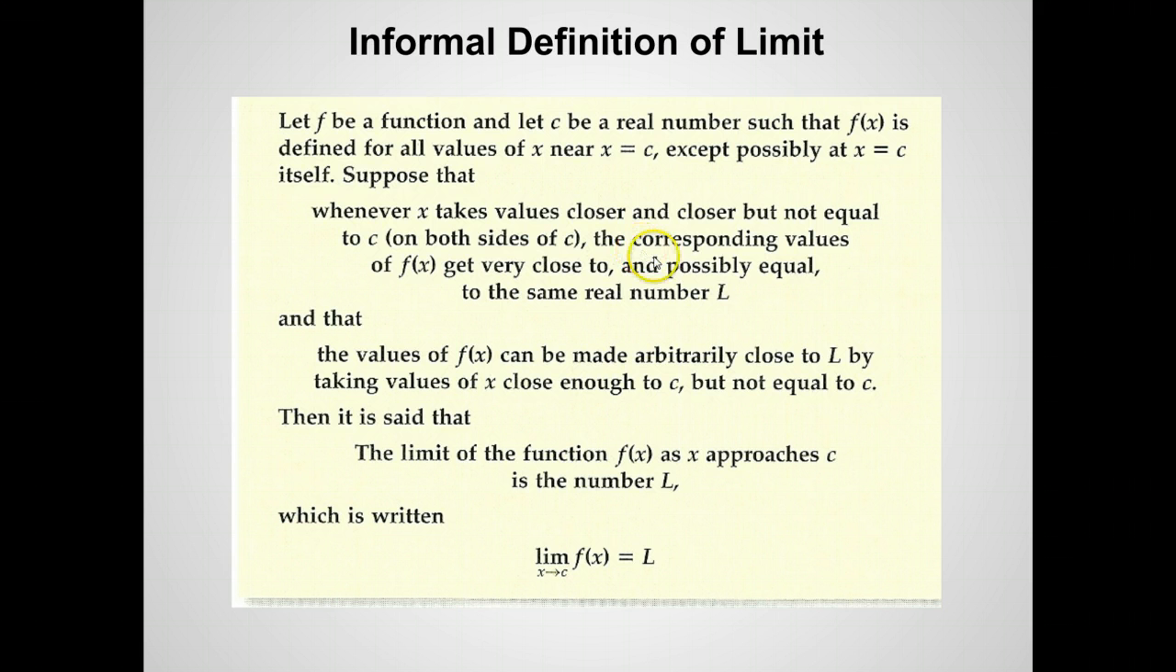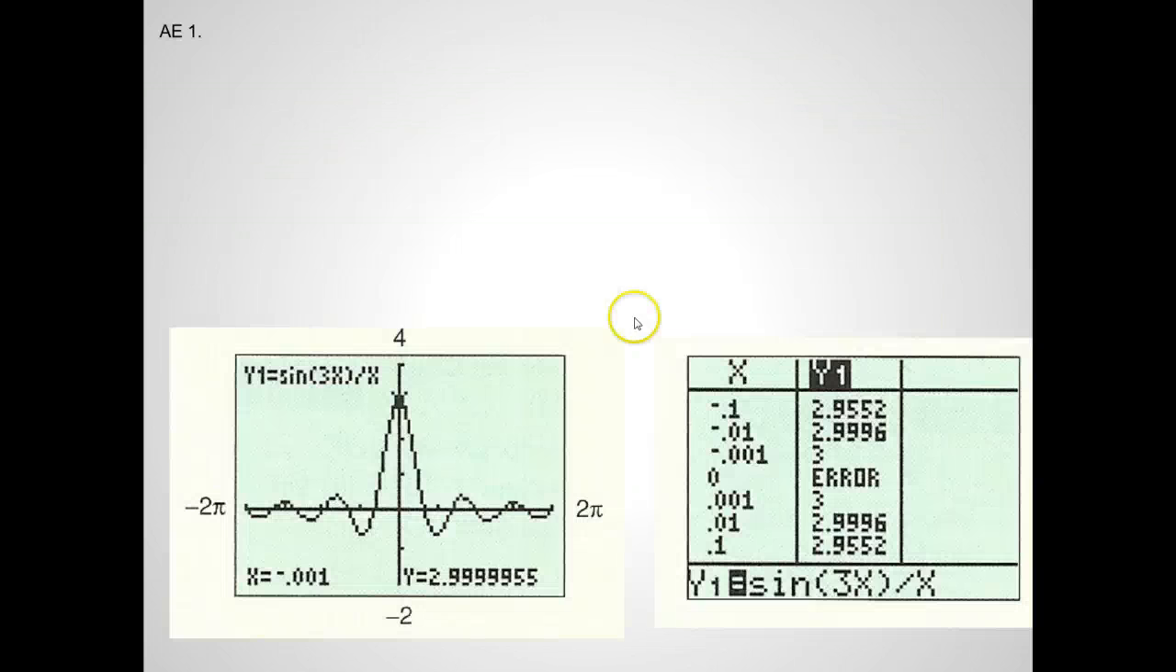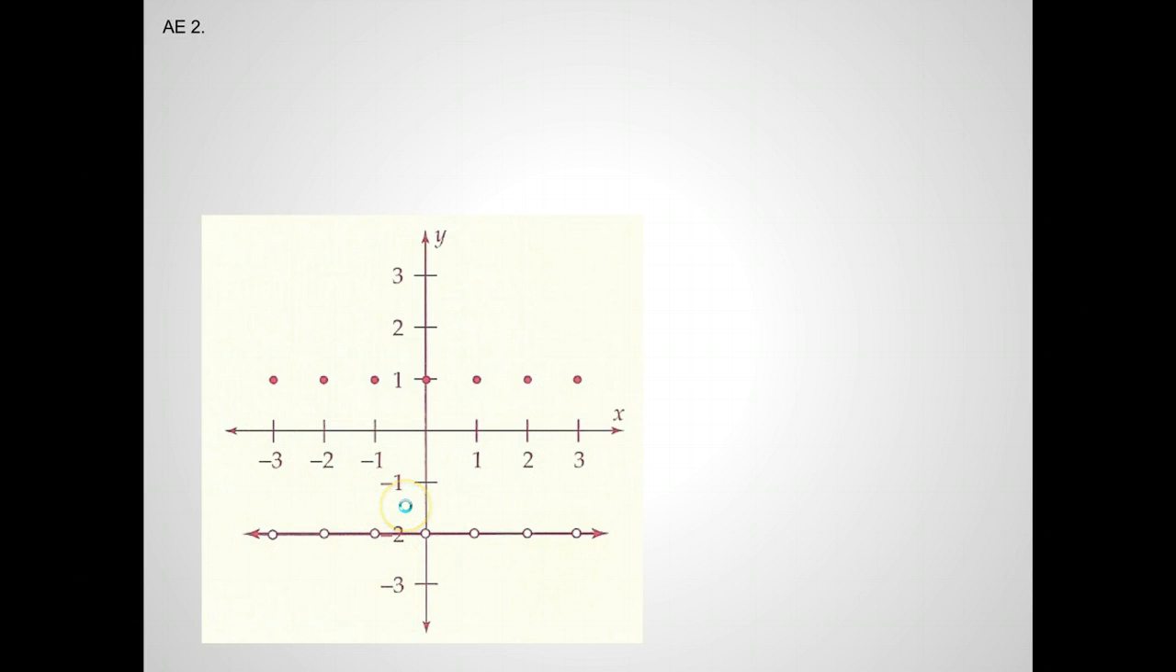Or if we want to get as very close to c as possible, is there a particular value that the function is getting closer and closer to? So as we get closer and closer to -1 from the right side and from the left side, we are getting closer and closer to -2. Now, is the value of the function at -1, -2? No, it's not. But as we get closer and closer, it is.